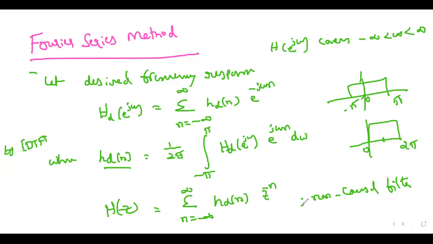Till this point, remember this. Later we'll convert it into causal. H of z we got so far. And here Hd of n is our desired impulse response. This is our desired impulse response.